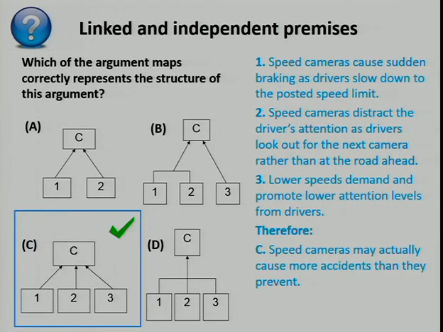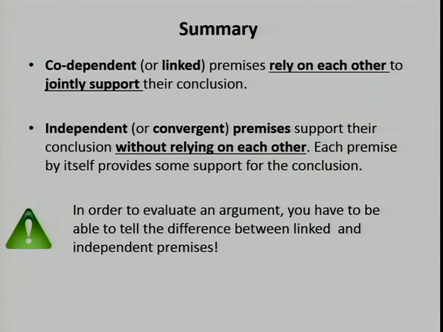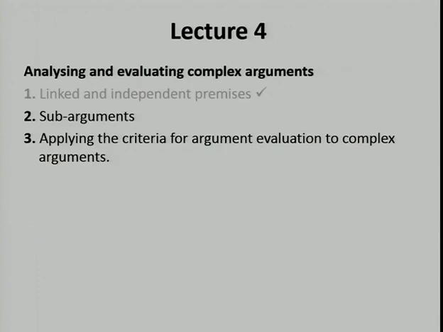Okay, so to sum that up, that's the summary slide. We have these two kinds of relationship between them, and we need to determine what relationship that is to move forward with argument evaluation. So that's kind of the new level. Now there's another level, and this is also one that we've already encountered. And that has to do with sub-arguments.